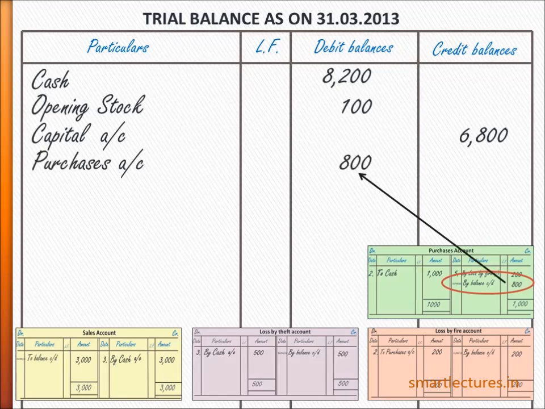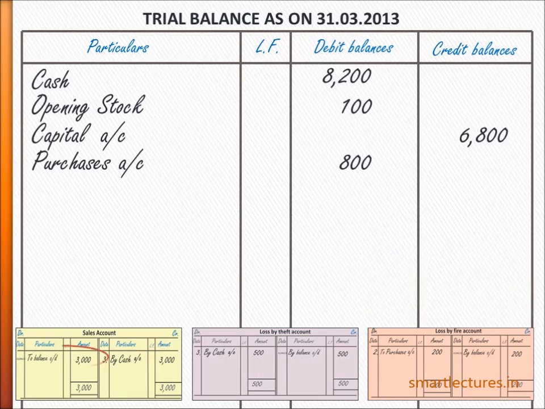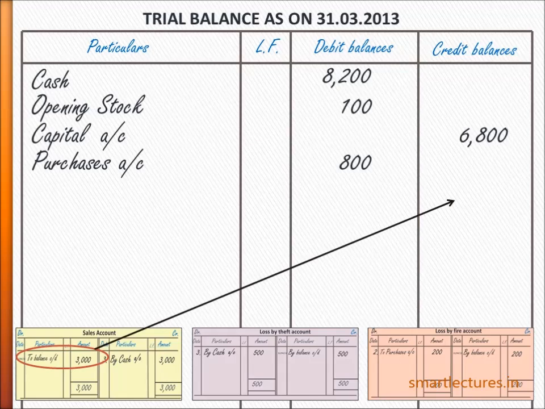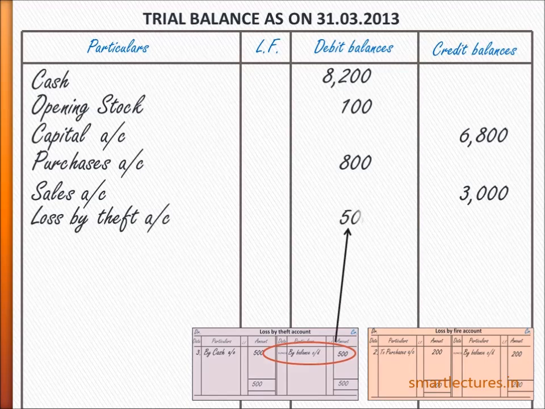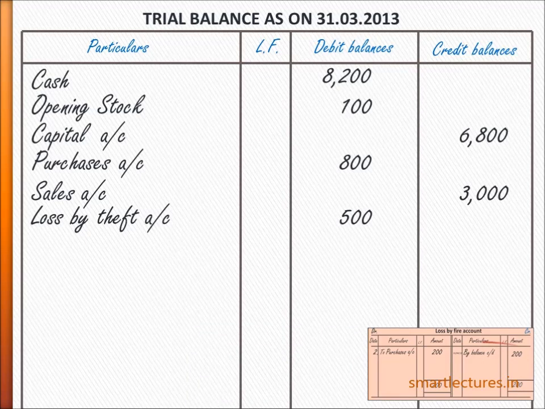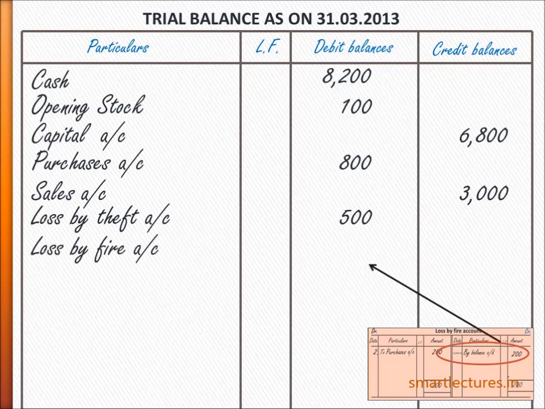Now sales account. On debit side, to balance c/d 3,000. It will go to the credit of trial balance. Sales rupees 3,000. Now loss by theft account. On credit side, it's 500. It will go to the debit of trial balance. Loss by theft account rupees 500. Now loss by fire account. By balance c/d on credit side rupees 200. Take it to the debit side of trial balance. Loss by fire rupees 200.